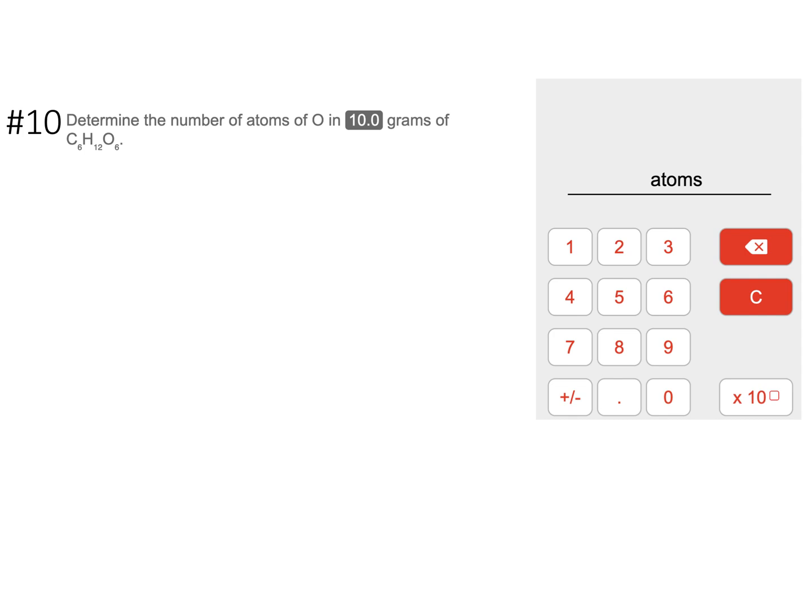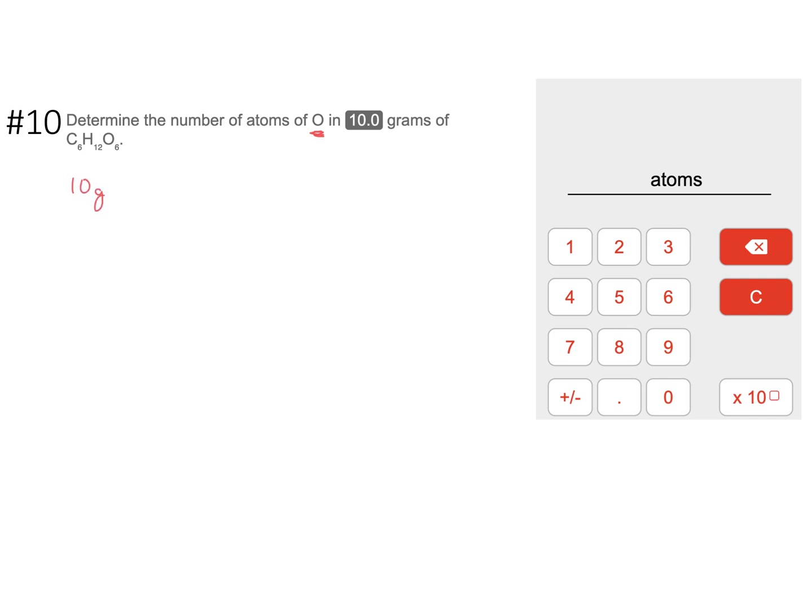All right, question 10. I've got 10 grams of C6H12O6. We'll say this is glucose, could be fructose as well. And I want to find the number of atoms of oxygen in there. So for question 10, we can map that out as well.